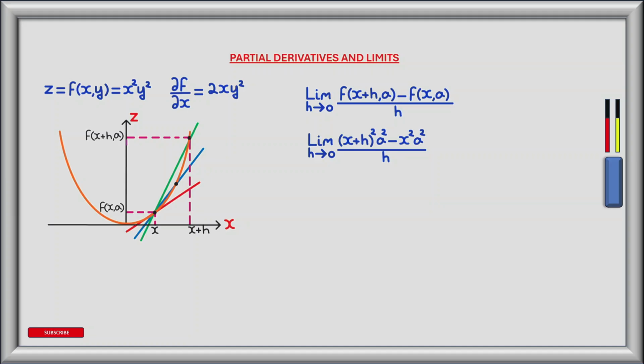So plugging these values into the function x squared y squared, we get the limit as h tends to 0 of (x plus h) all squared multiplied by a squared, minus x squared a squared, all divided by h. Expanding this out, we have the limit as h tends to 0 of a squared x squared plus 2xh a squared plus a squared h squared minus x squared a squared, all divided by h.